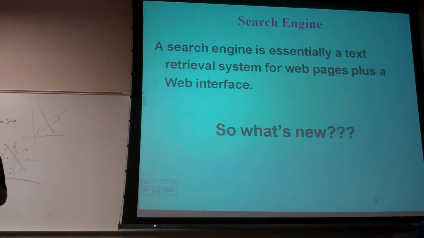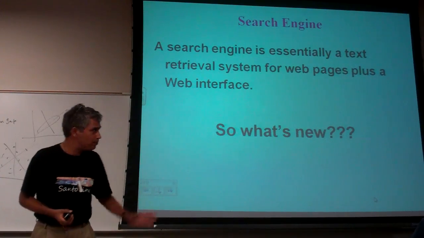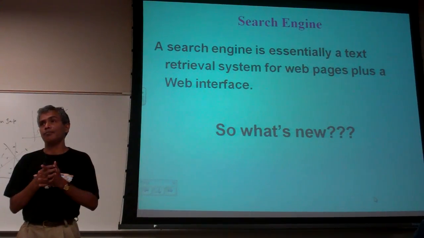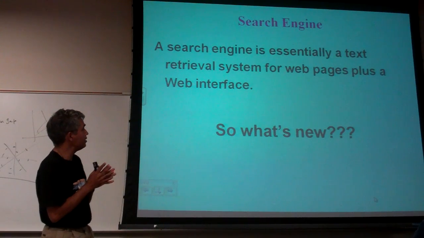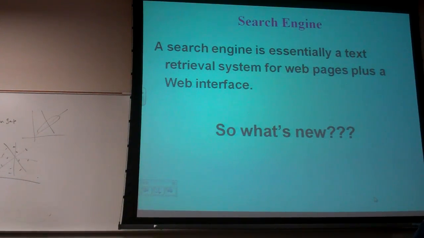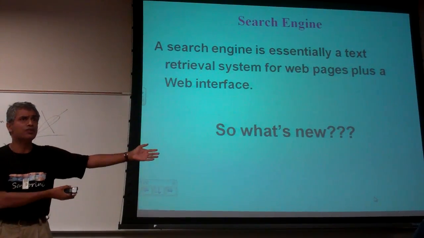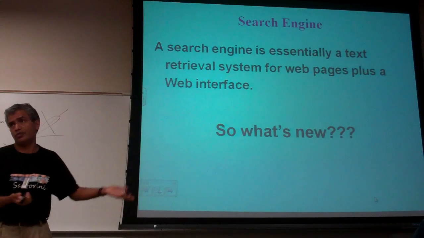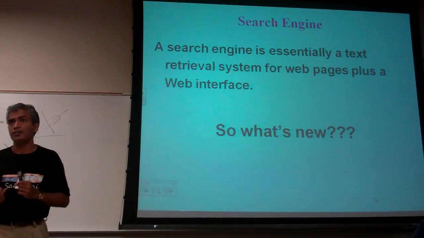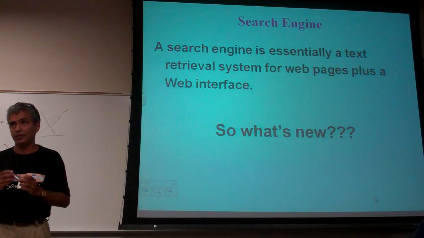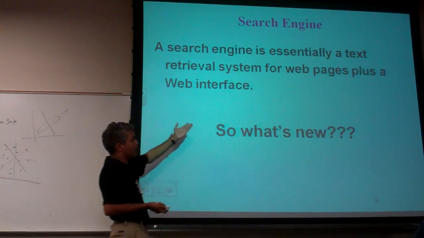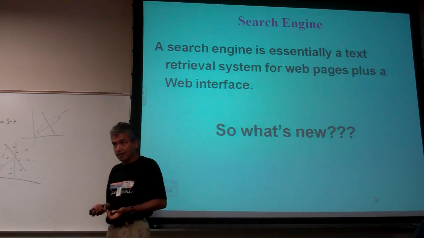so what I'm going to do today basically is shift to IR on the web. I can just stop with this one single slide, that a search engine is essentially a text retrieval system for web pages plus a web interface, and be done with it. Everything you said, you already did IR. Now you just happen to have the whole thing on a web interface. So I could stop right here. So what do I miss? What's new really, other than this? That's what we're going to focus on.